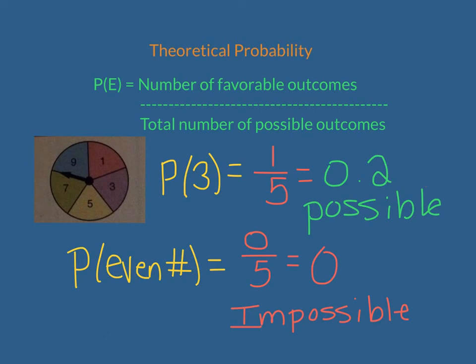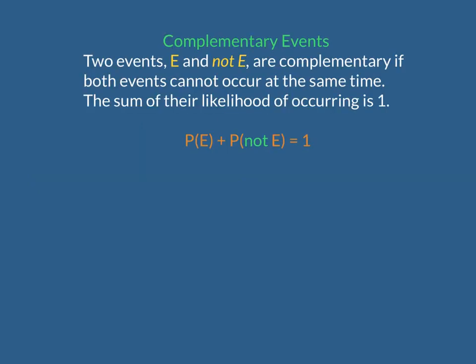Now let's move on to complementary events and mutually exclusive events. Two events, E and not E, are complementary if both events cannot occur at the same time. The sum of their likelihood of occurring is 1, because remember 1 would mean that it's certain to happen. So in order for it to be complementary, E and not E working together would equal 1. So let's take a look at that with some numbers so that way you can understand this concept way better.